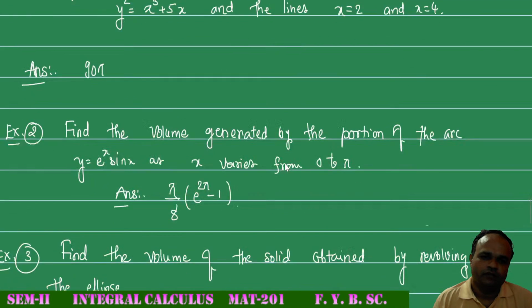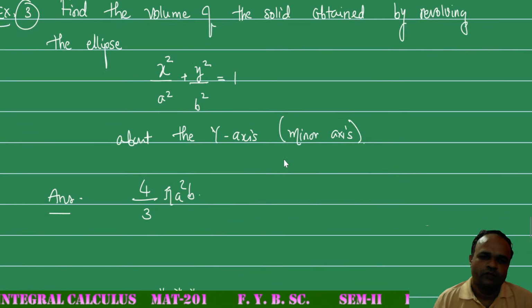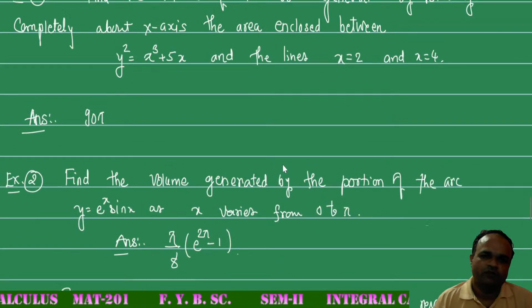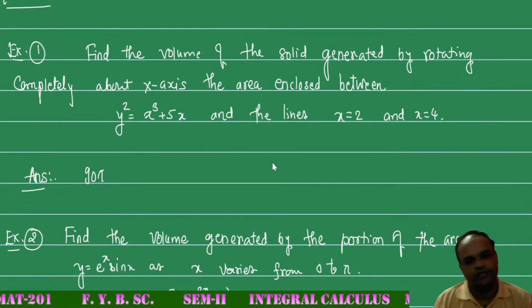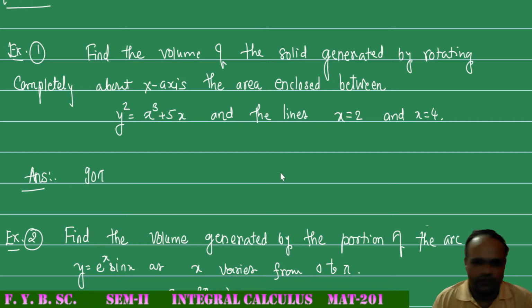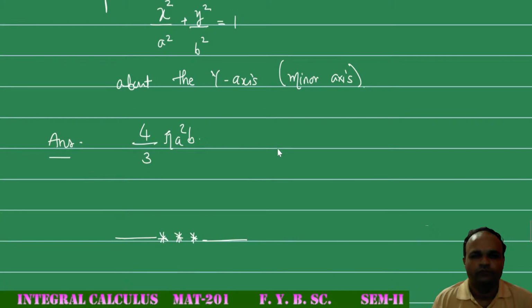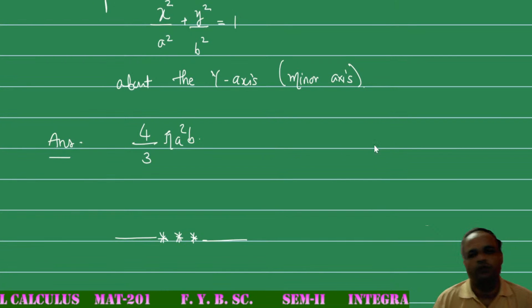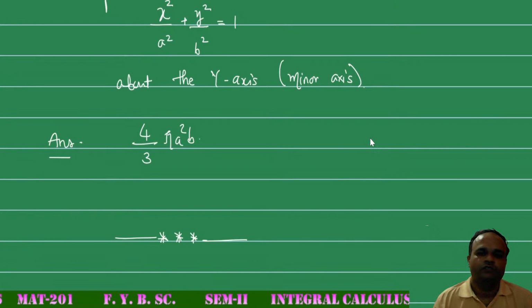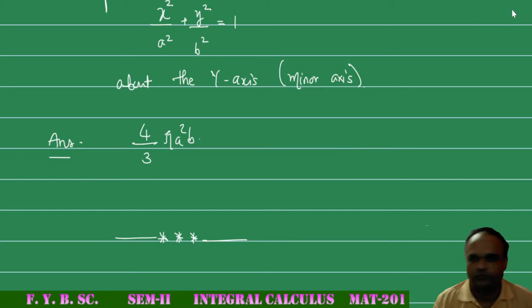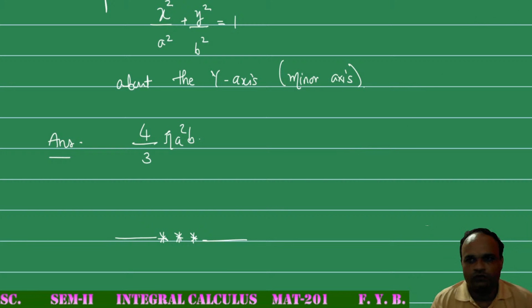So again, there are 3 more examples. Already I have given the answers of these problems. You can try these 3 examples at home as homework. So this is the end of this topic, that is the volume of the solid which is generated because of revolution of a plane curve. So I will stop here.